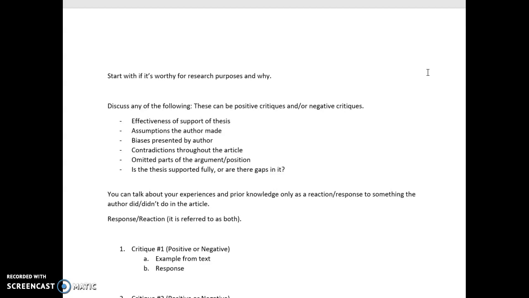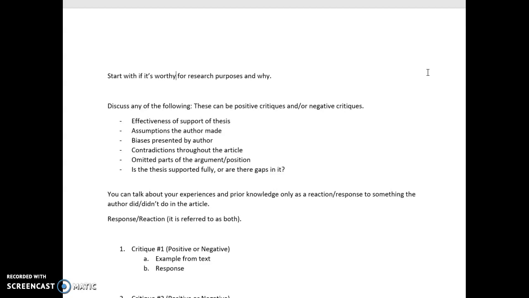You created the thesis statement, okay? And the author's goal for a thesis statement is to support and explain it. So you can talk about a couple of different things. You can talk about the effectiveness of the support. Did they support it well? Did they not support it well? You can talk about assumptions the author made in the article. You can talk about biases the author had. Did they look at it only through one lens? Did they look at both sides of the position? Did they contradict themselves when they wrote it?